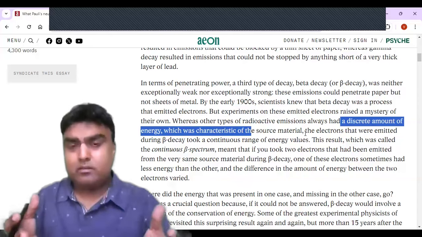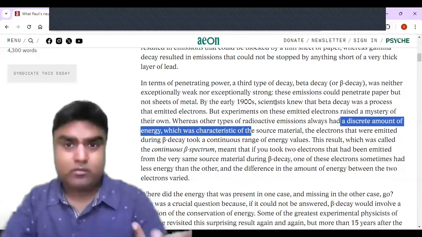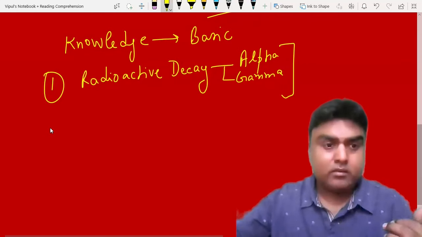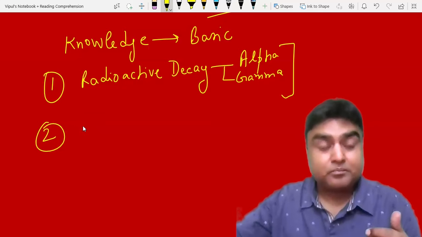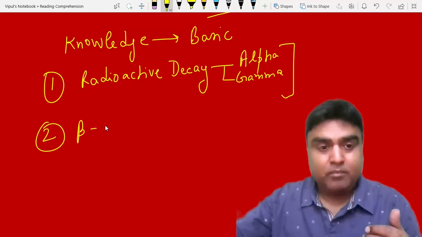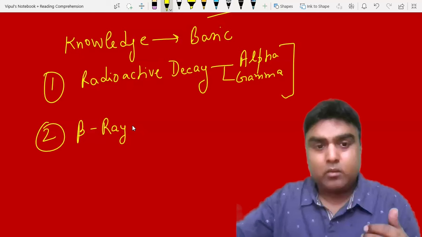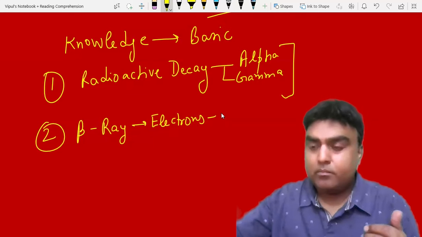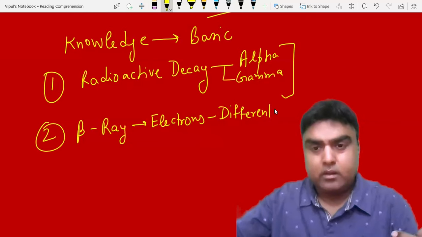Now, what exactly it's saying is, it talked about beta decay. Now, let's try to rephrase this, okay? In the second paragraph, if I talk about the paraphrasing, क्या paraphrasing है इसका? Beta ray की बात हुई. And the most important thing that they talked about was the electrons having different energy.